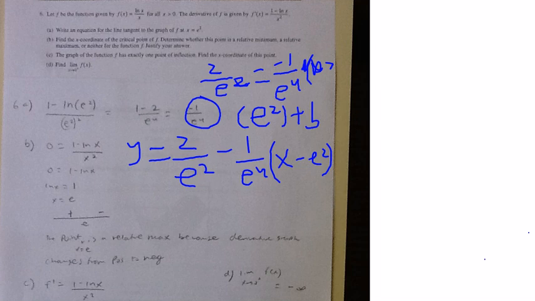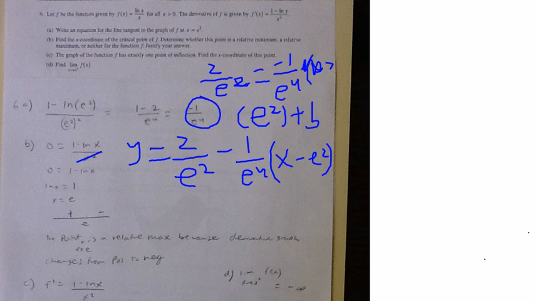A is done. B, now it wants you to find the critical point of f, so you need to see when f prime equals 0. And f prime equals 0 when the numerator equals 0. So we can ignore the denominator, so let's just cross that denominator out. So 0 equals 1 minus ln x, and x would equal e when f prime is 0.